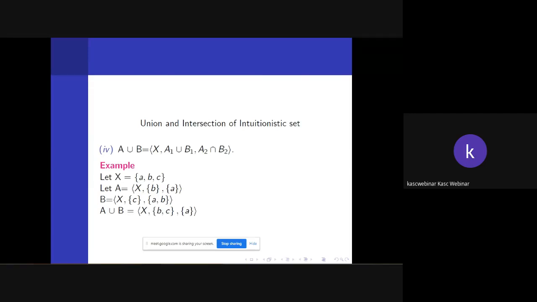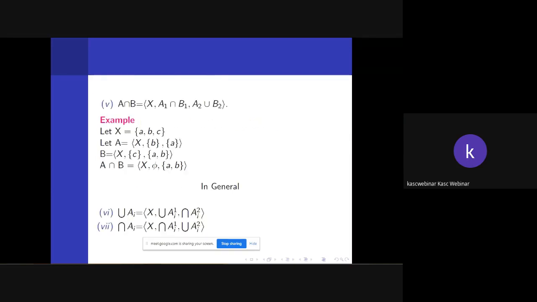So same thing, whenever we perform operations on intuitionistic sets, we always consider the member sets as well as the non-member sets. So A union B, union should be taken for the members. If you have 2 sets A and B, you need to find the union of A and B. You're taking union of the members and the intersection of non-members. See, A is X, singleton A, and B is X, singleton C, A comma B. Members of both the sets, you're taking union, and non-members, you're taking intersection. Similarly, for intersection, members you should take intersection and non-members you should take union.